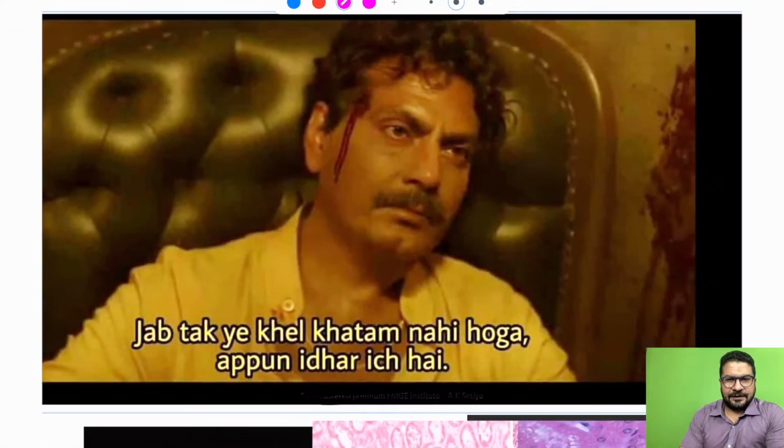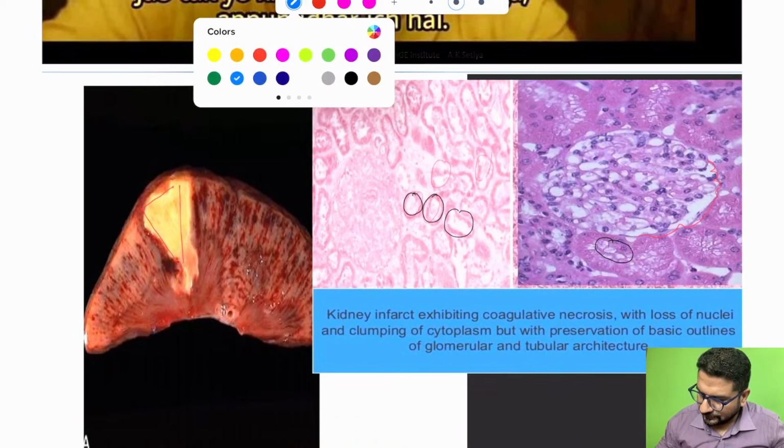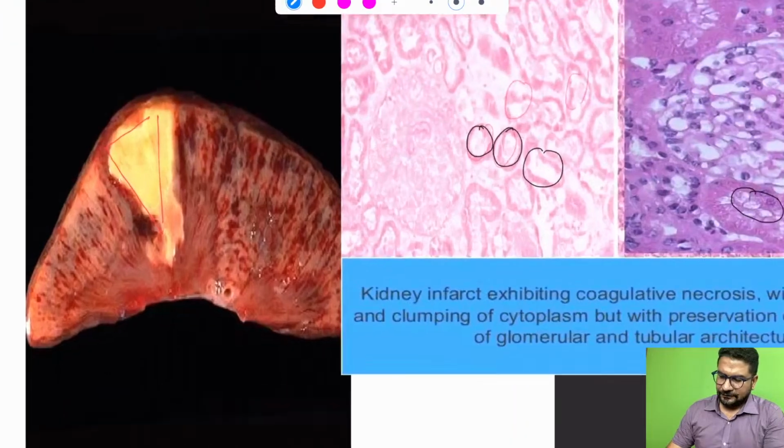So let's get started with our first thing. This is, you can see, we have different types of necrosis. Yes, we'll use both languages, Hindi and English. Okay guys, शुरू करते हैं. So look at the screen first, ध्यान से देखो. So first focus on this.